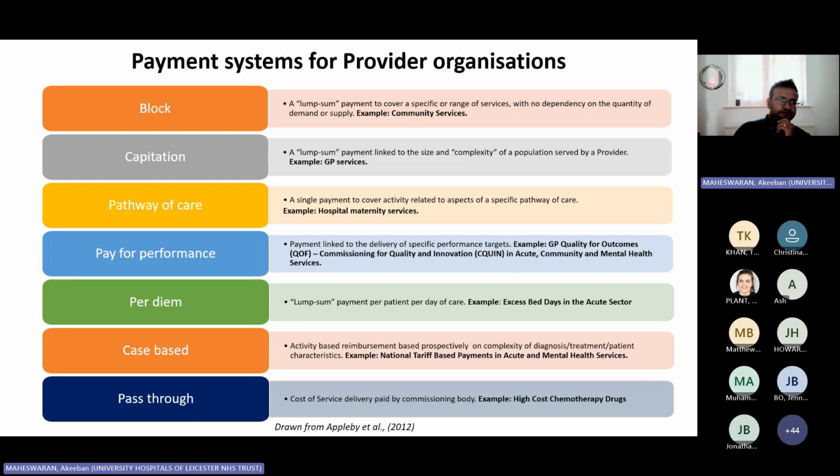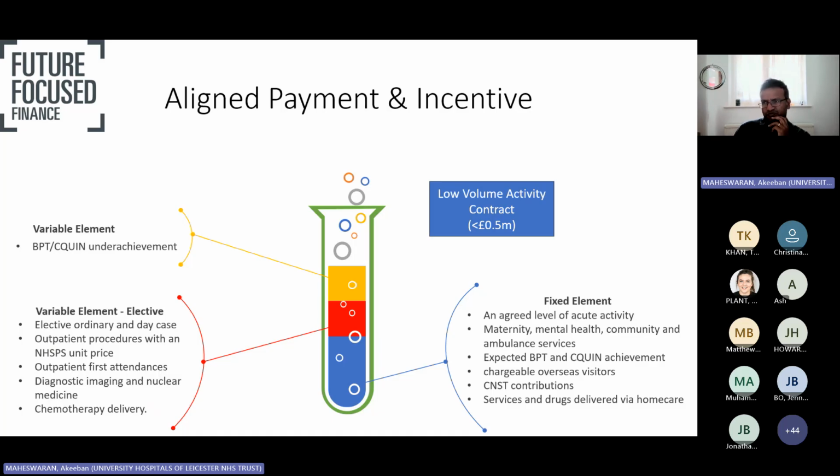Okay. So for the last couple of years, and generally for next year, you've got what's called the aligned payment incentive model. Essentially it's a mixture of a block payment and a case-based payment. So you've got your block payment, your fixed element, for your acute work.